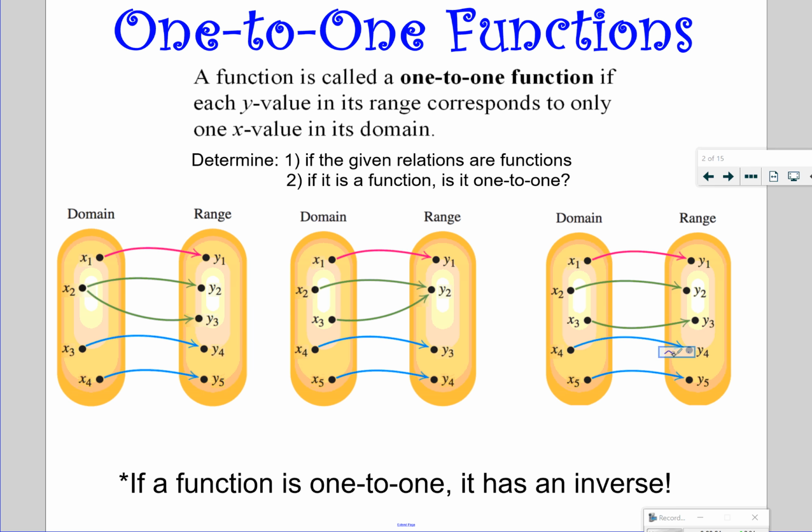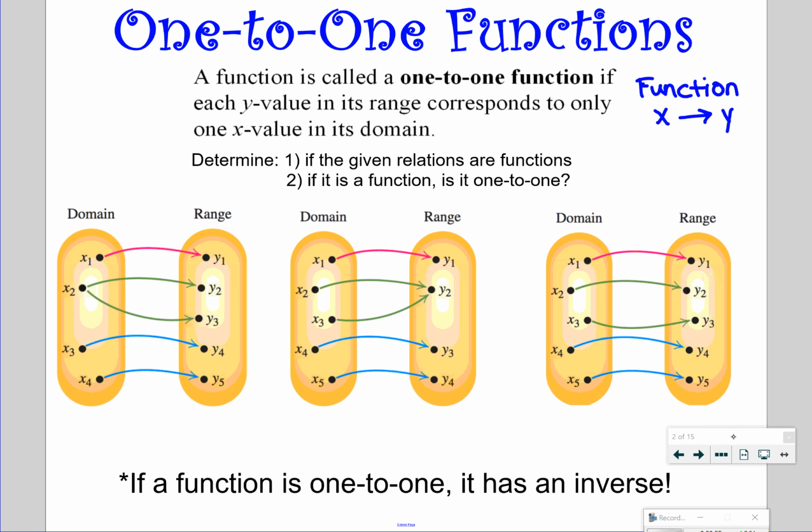Okay, so first we need to talk about the definition of a one-to-one function. So a one-to-one function is where each y value in the range corresponds to one x value in the domain. So actually, let's review a little bit first what the definition of a function was, which is what we talked about earlier in the semester. A function is where each x has exactly one y. And remember, we did a vertical line test to check that something was a function if you're not sure.